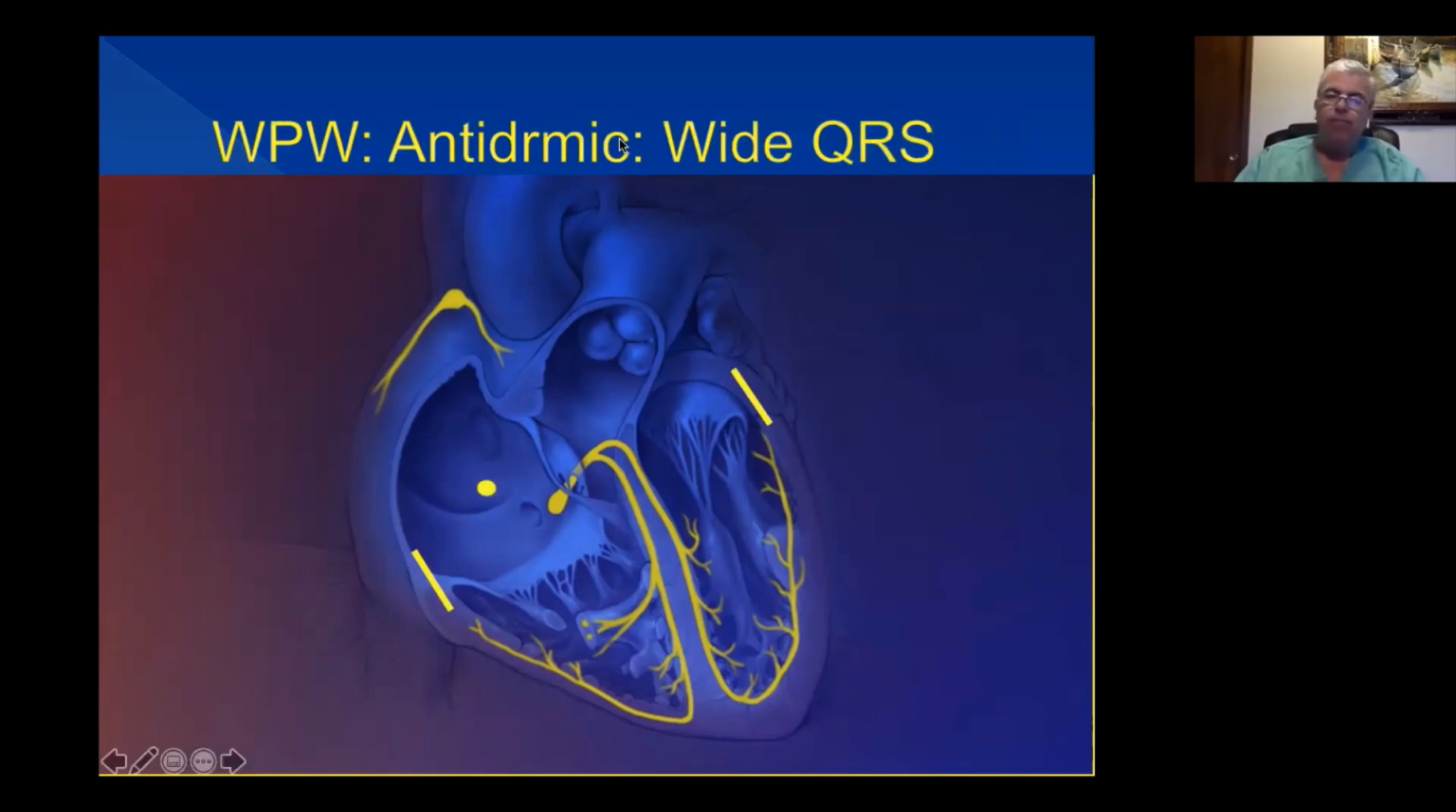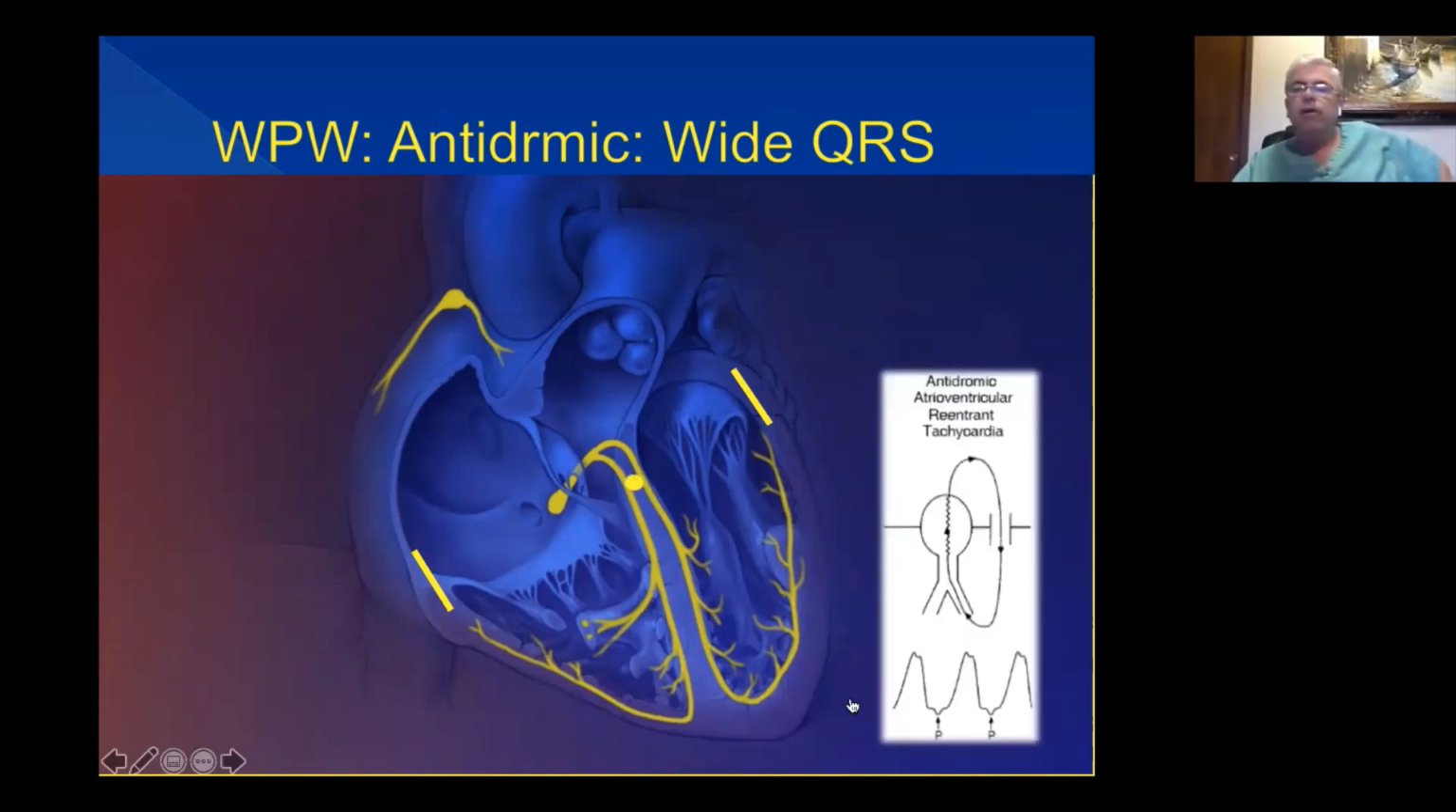When the impulse goes down the accessory pathway and up the AV node, you're traveling down the dirt road. You're not traveling down the highways. And the muscle fibers are not specialized conduction systems, so you're really slow activating the ventricles. And that's why you get a wide QRS tachycardia. And that's what we call antidromic. You go down the accessory pathway, up the AV node, and it gives you wide QRS tachycardia.